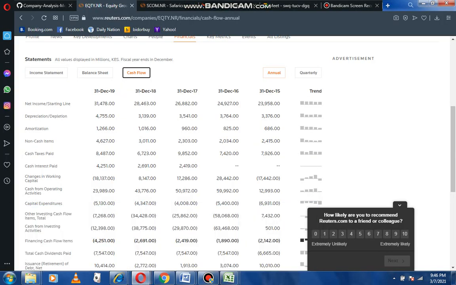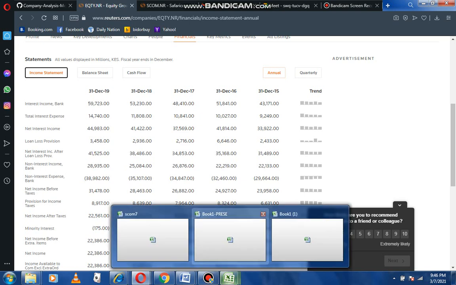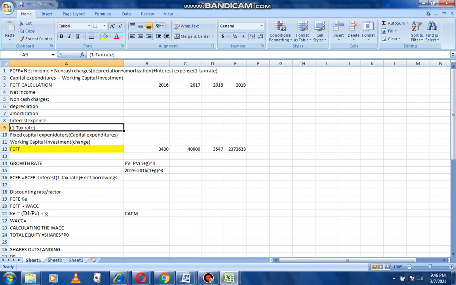We go back to Reuters, click on the income statement, and then you look for the net interest expense. Here it is, total interest expense. These are the figures all the way from 2015 to 2019. You copy those figures, paste them in the Excel document, multiply by the tax rate, and then you add. The next item in the formula, you subtract capital expenditures.